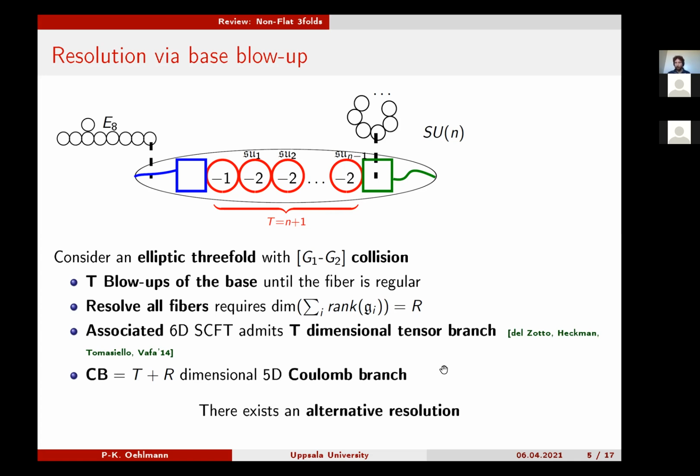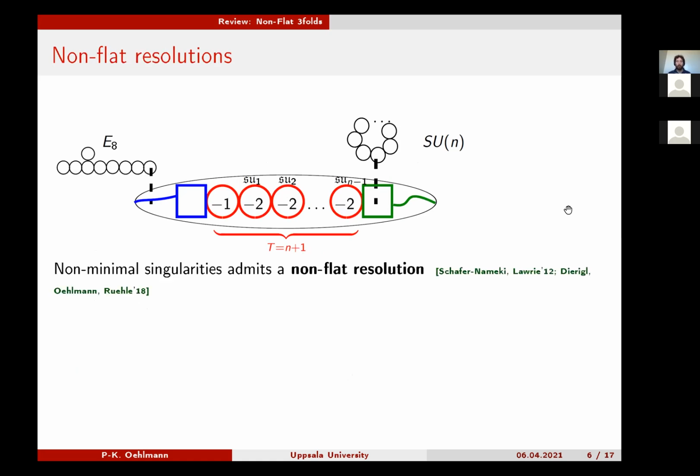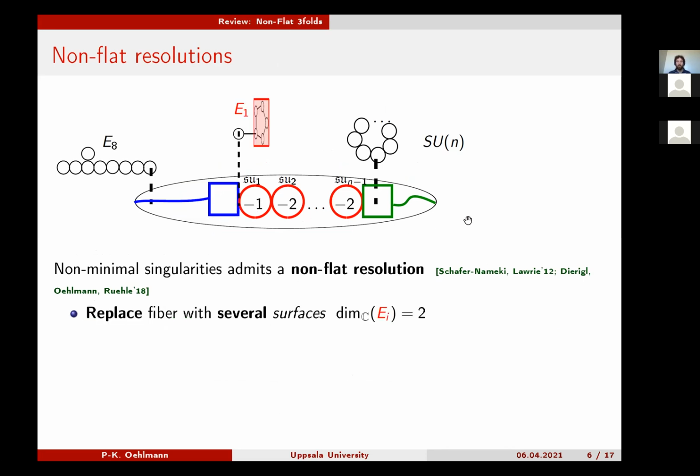So this is the first way of resolving it, but I also want to consider the second way, and actually I want to mainly consider the second way. And this is a so-called non-flat resolution, which has been observed, for example, here by Sakura and Craig a couple of years ago, that many of these, or basically all of these non-minimal singularities in the fiber, you can also resolve by essentially stuffing these resolution divisors into the fiber.